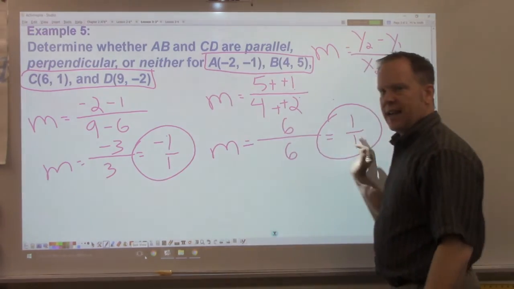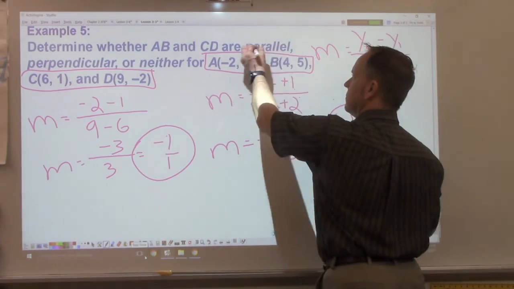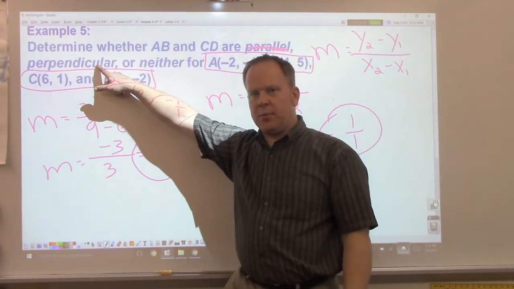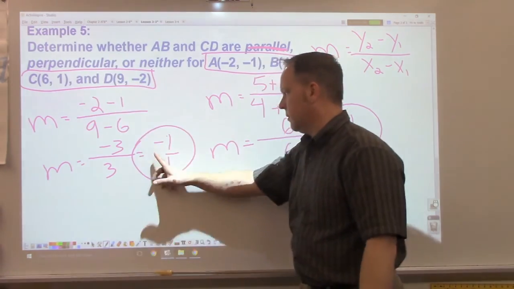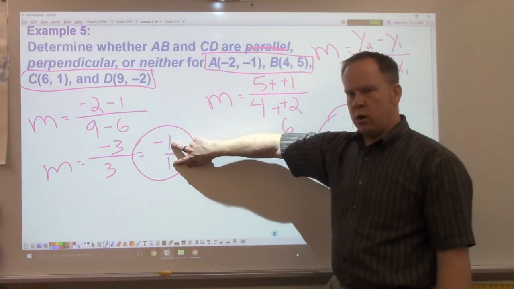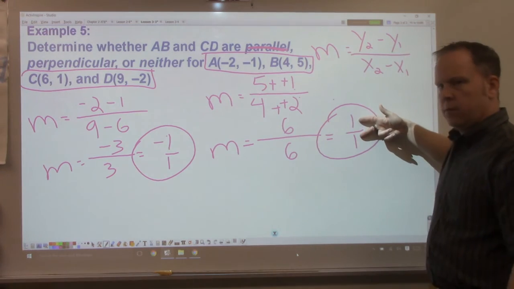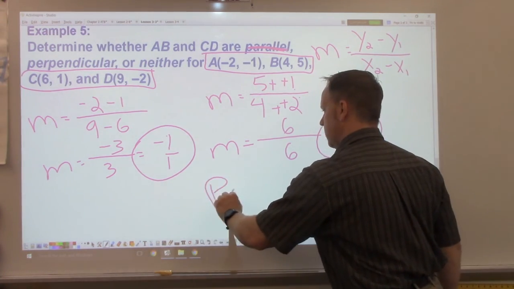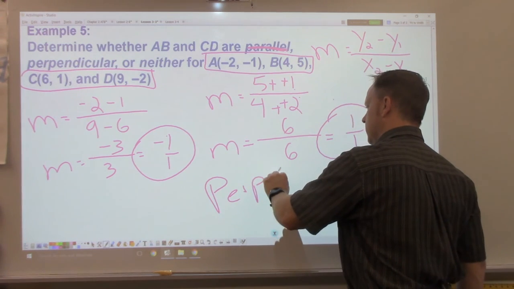Are they exactly the same? Perpendicular. Are they opposite reciprocals, or are they opposites? Negative, positive. Yep. If I take 1 over 1 and flip it, do I get 1 over 1? Yeah. So these lines are perpendicular.